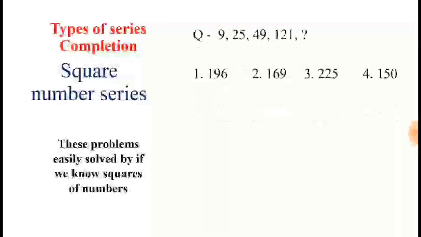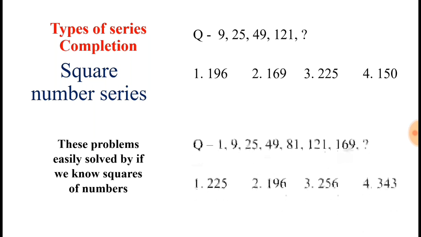Here we must know the squares of numbers, at least a few numbers. So the series is 9, 25, 49, 121 and the question mark. If we check, 3 square is 9, 5 square is 25, 7 square is 49, 11 square is 121. If we check, all are squares of prime numbers. So the next prime number is 13. So the square of 13 is 169, the second option.